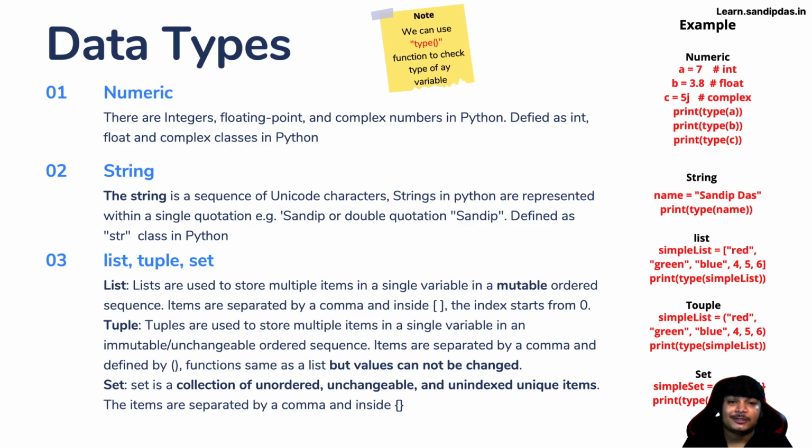Now let's understand about tuple. So tuples are used to store multiple items in a single variable in an immutable or unchangeable ordered sequence. So we cannot change the values of this tuple, okay. Items are separated by comma and defined by the parenthesis, okay. It functions the same as a list, but the values are not changeable, okay. Now let me show you an example so you can understand better.